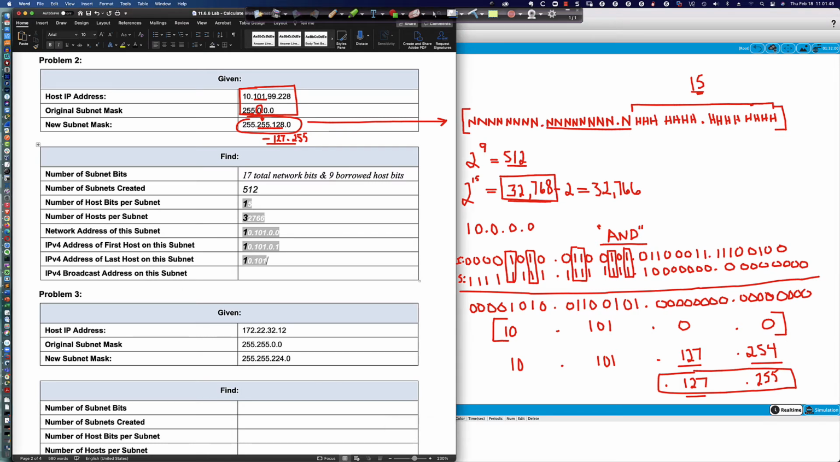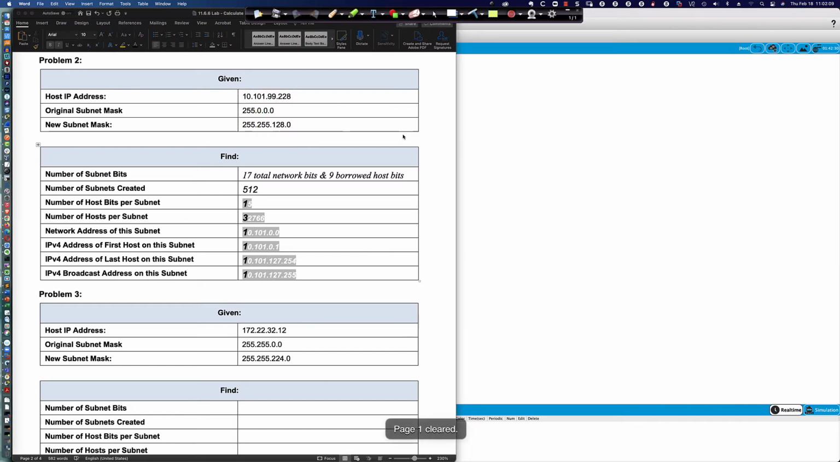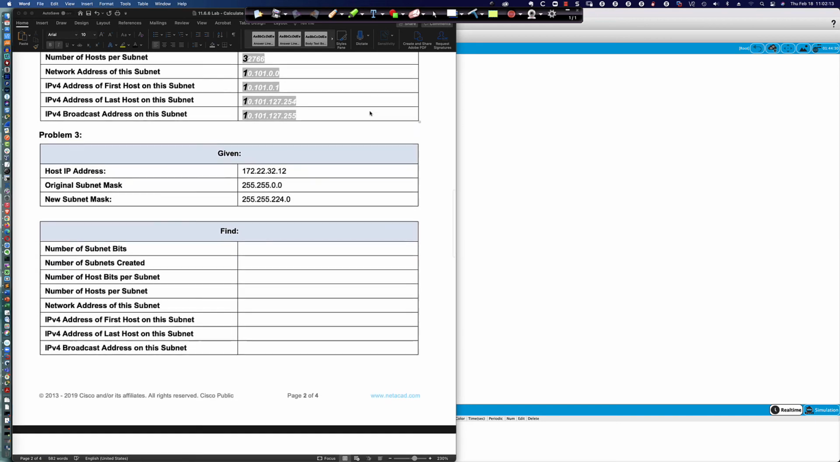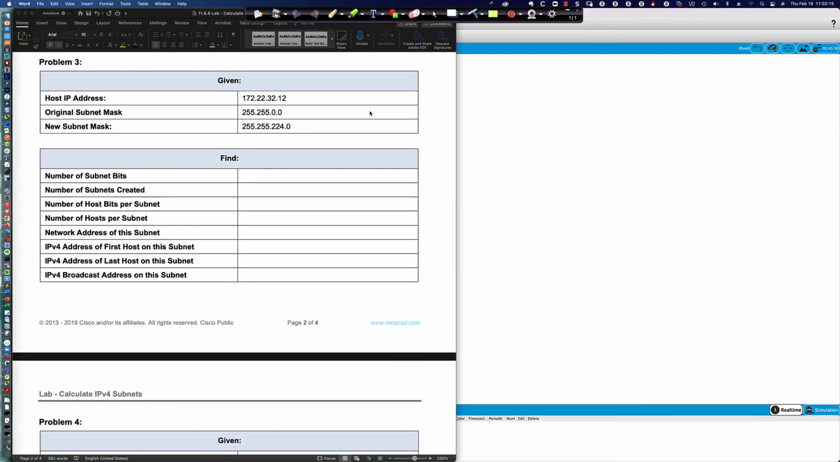So 10.101. What are we asking here? The last 127.254. And then we're going to say 10.101.127.255. All right, so now let me go ahead and clear the screen here. And we're going to scroll down and take a look at problem number 3. So we'll bring number 3 into the fold here.